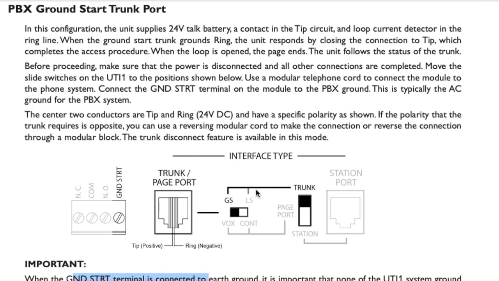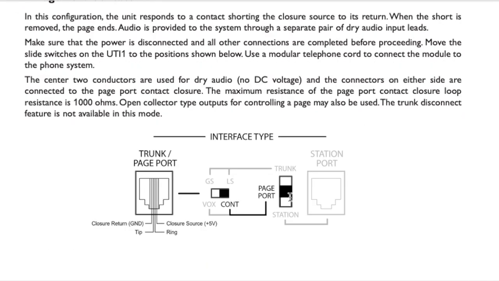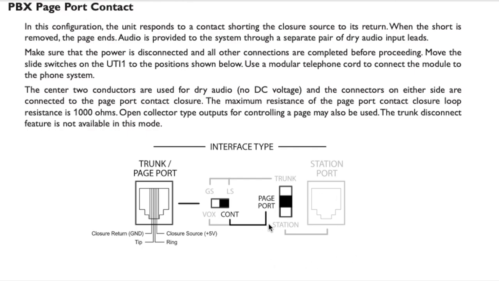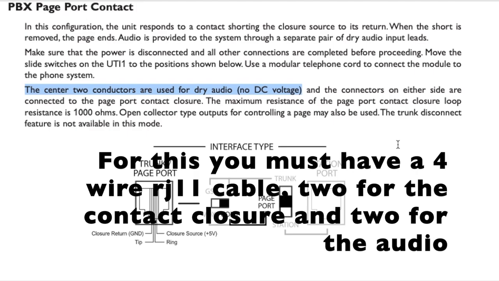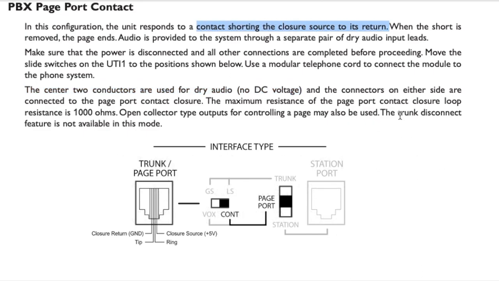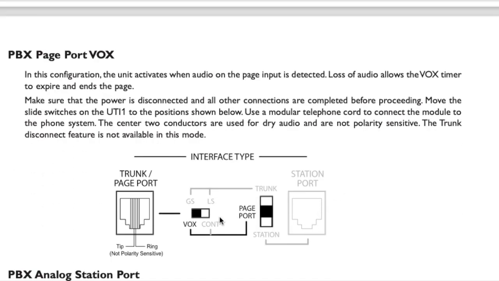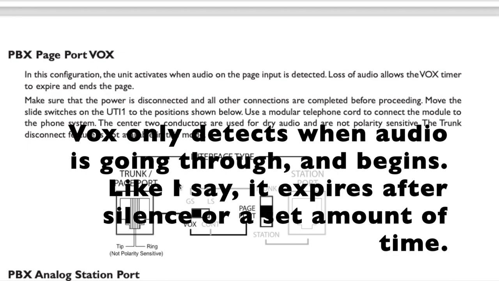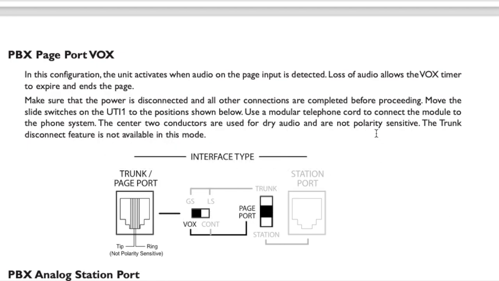I'm not completely sure, so do this at your own risk. As I was saying, if you have the switch in the center, you have page port contact. If there's no DC voltage and the two conductors are closed, the contact shorting starts the page, and when it removes, the page ends. And for Vox, if you have the switch selected this way and page port in the center, you are basically using the Vox timer to end the page.